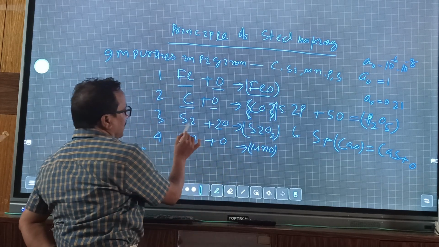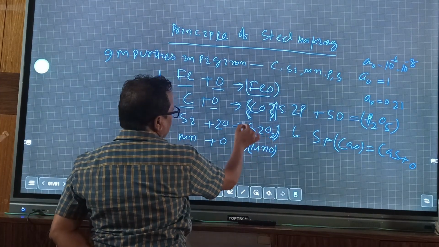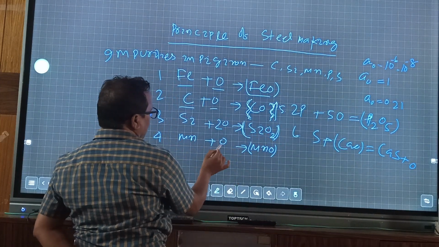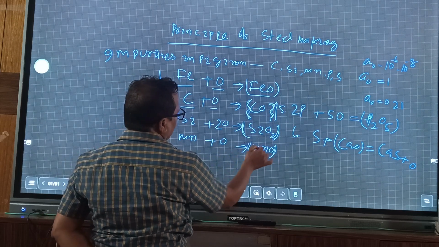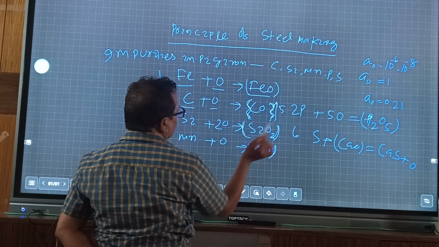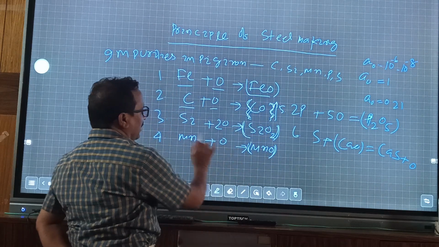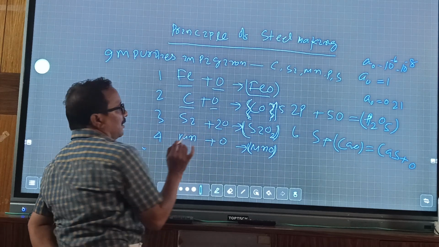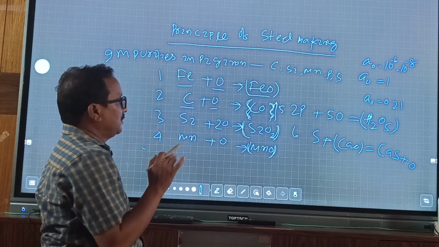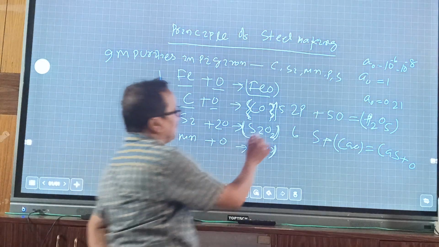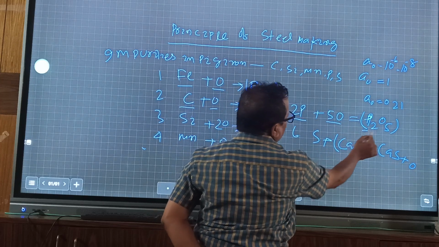Similarly, silicon reacts with oxygen to form SiO2. It is in the liquid state. Similarly, manganese reacts with oxygen to form manganese oxide. This is also liquid state. All these in brackets are liquid state. This is gaseous state, so that will go out, and these will remain in the form of slag in the steel making process. Similarly, phosphorus reacts with oxygen to form phosphorus pentoxide.